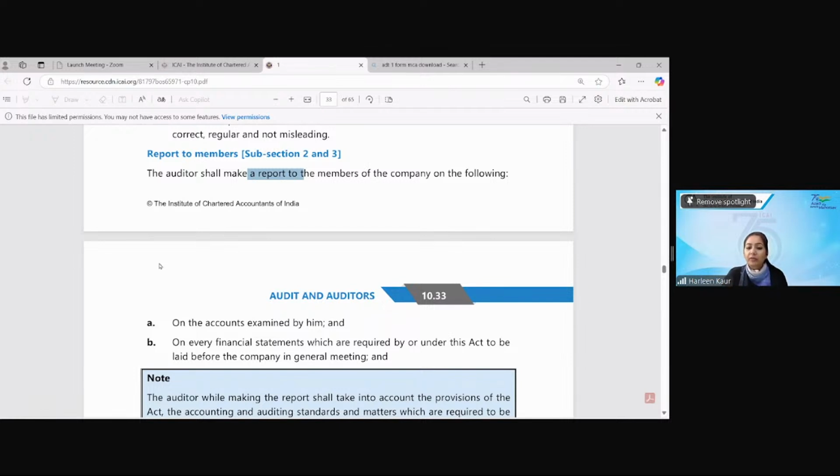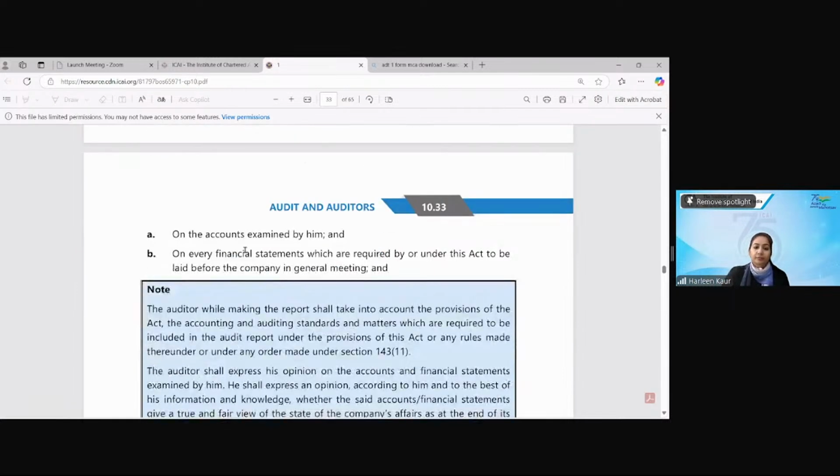And this report needs to be given to whom? To whom are you going to submit your audit report? Tell me, children. After the accounts are examined and every financial statement, you're required to give your report, which is to be laid by the company in general meeting. So your auditor will give their audit report to the shareholders. Very good. Excellent, Om Krishnam. In the AGM, the audit report needs to be laid before the company in general meeting. After examining the accounts, the audit report will be given to the shareholders.